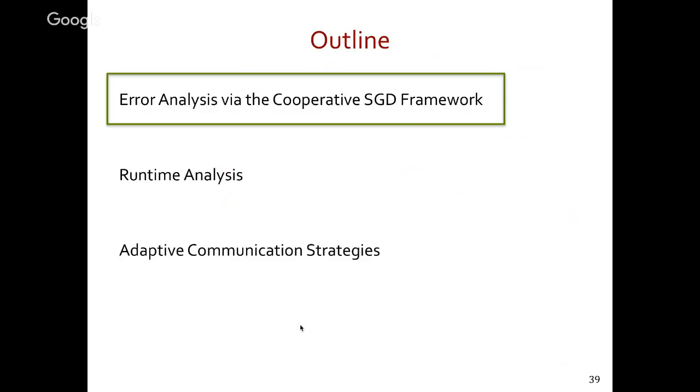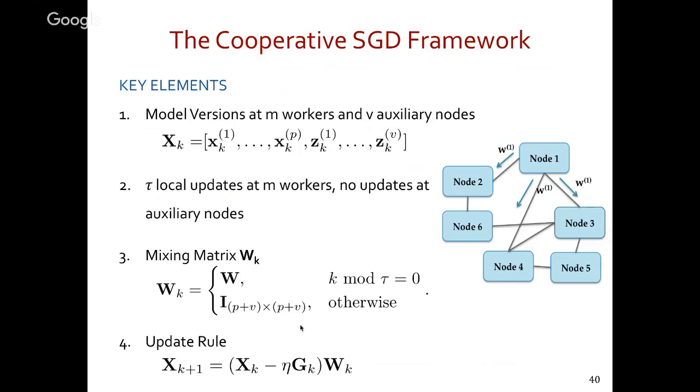Again, in a similar fashion, let me describe the error analysis and runtime analysis and then put them together. For the error analysis, we use an interesting new framework called the Cooperative SGD Framework. At a high level, this framework encompasses many of the existing algorithms. Periodic averaging SGD, elastic averaging SGD, and decentralized SGD all become special cases of this framework. So once we get a convergence analysis with this, all of the other convergence analyses follow as special cases of it. The key elements over here are that you have these nodes that are storing different versions of the model.